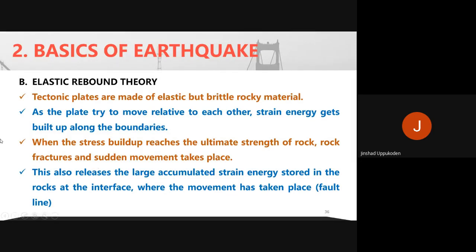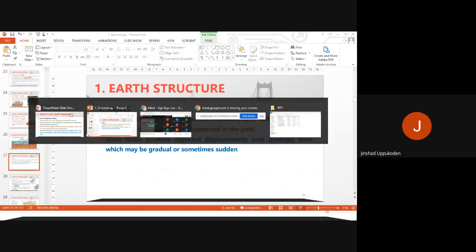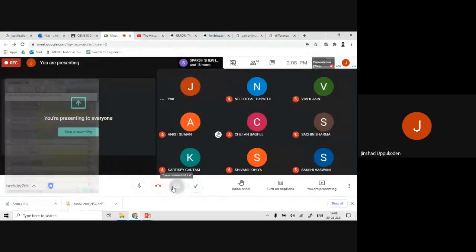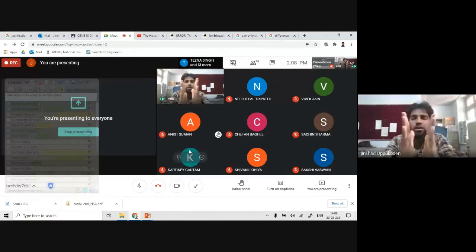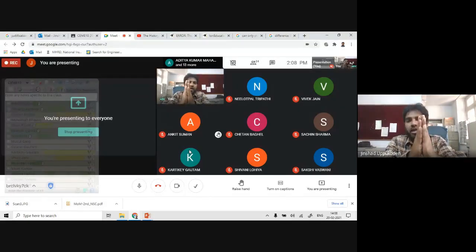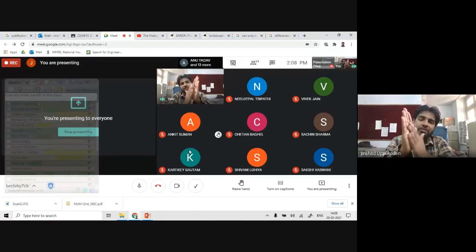I'll show you, if I turn on my video. See, I have two plates here, for example. When I try to move two plates like this, first what happens is that I'm applying pressure. This hand is going upwards, this hand is going downwards. I try to apply pressure. At the surface, strain energy gets developed at these two interfaces.